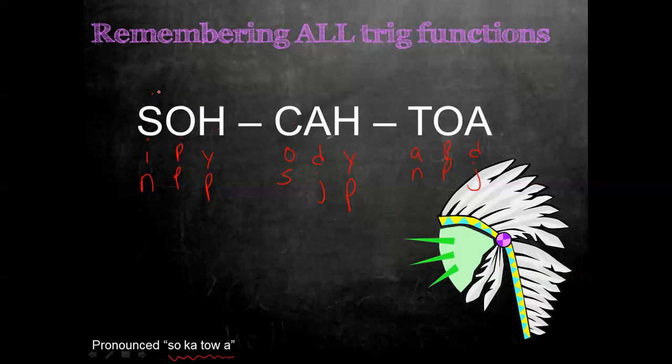That will help you remember which one you need to use, because it depends on what two things you're given. If you're given the opposite side and the hypotenuse, then you're going to have to use the sine function on your calculator. If you're given the opposite and the adjacent, then you're going to have to use the tangent. If you're given adjacent and a hypotenuse, you're going to have to use the cosine.